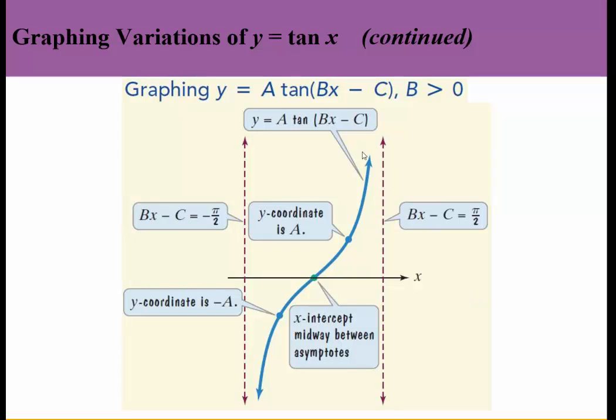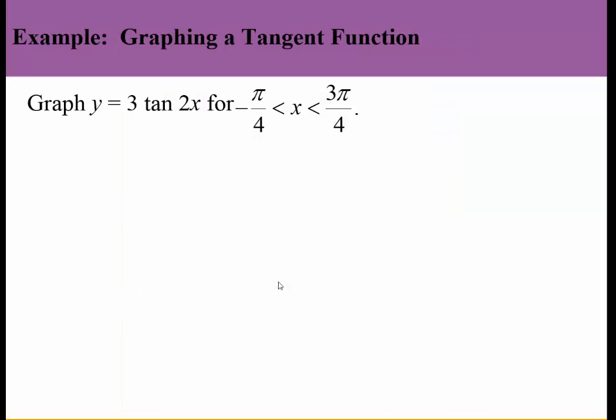All right, so when graphing the tangent, in review, to get the asymptotes, take whatever the Bx minus C part is, set it between negative pi over 2 and pi over 2, and solve. Your intercept's halfway between there, and your nice tangent values are halfway between the intercept and asymptote in both cases. All right, so let's graph one of these real quick. We're going to graph y equals 3 tangent 2x for this interval, except we might even go outside this interval and show off.